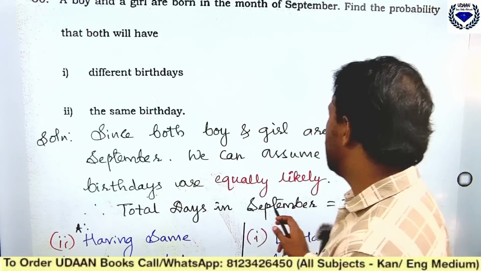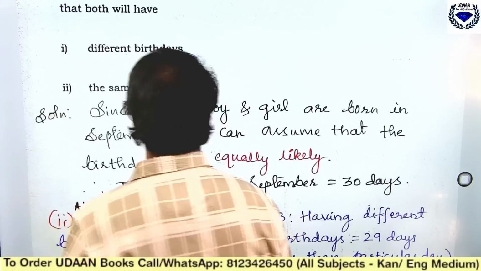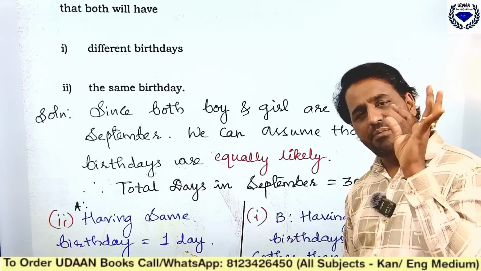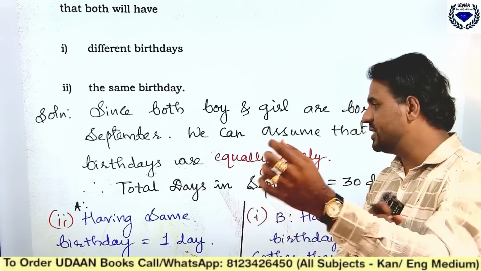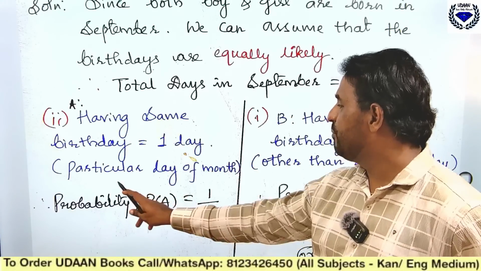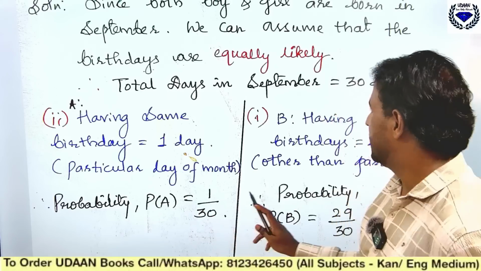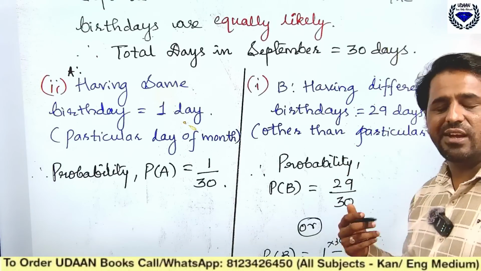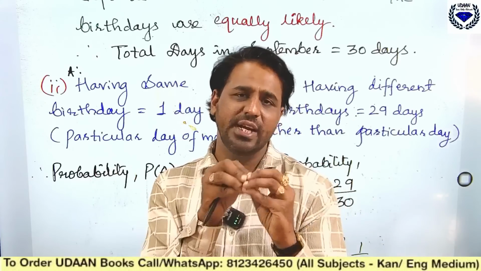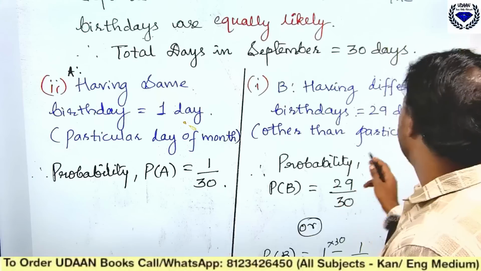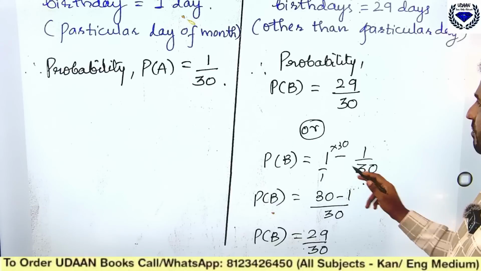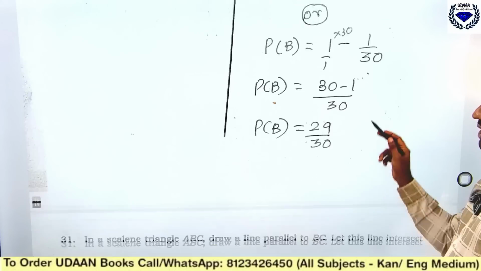Since both the boy and girl are born in September, we assume that the birthdays are equally likely. So first I will find having the same birthday. It is 1 day, a particular day of the month. So probability is 1 by 30. Then having different birthdays: in the month of September with 30 days, one day is the particular day of celebrating the birthday, the remaining is 29 days. So 29 days other than the particular day, that means 29 by 30, or 1 minus 1 by 30. You will get 29 by 30.